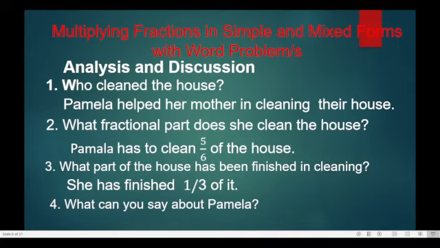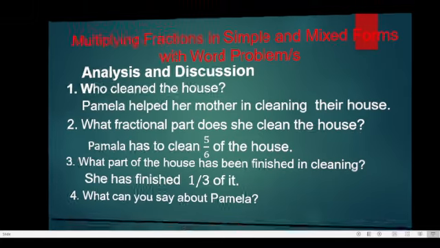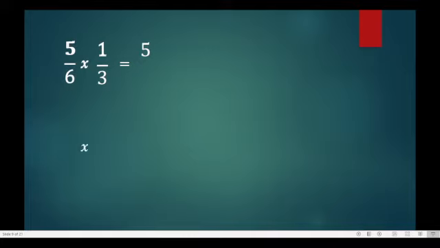Okay, next. So this time let us solve the 5/6 and 1/3. So 5/6 times 1/3. In multiplying fractions, we multiply the numerators and the denominators. So that is 5 times 1 is 5 over 6 times 3 is 18. So therefore that is 5 over 18.